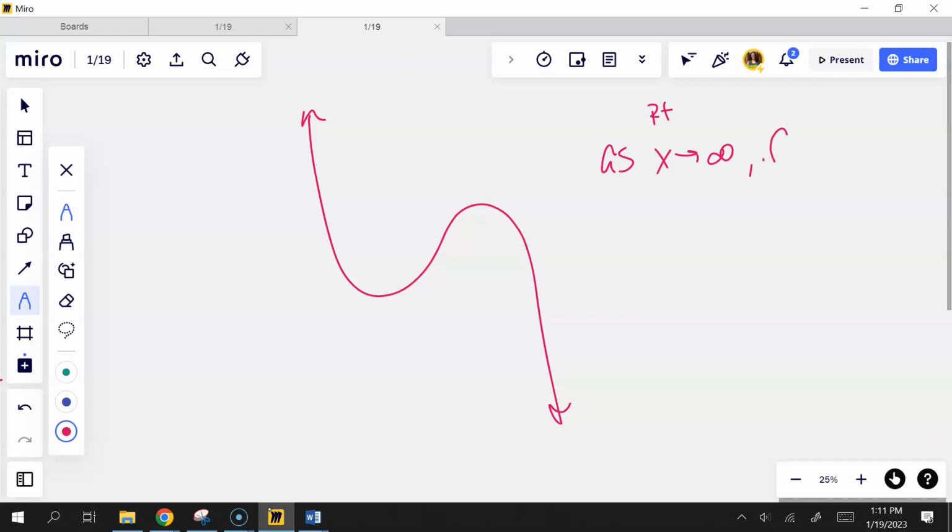What does the graph itself do? Does it go up or down? It goes down, so that would be negative infinity. And then as I look at the left side of the graph, so that's as x approaches negative infinity. Y'all remember doing this? Then f of x approaches, well, it's going up, so that would be positive infinity.